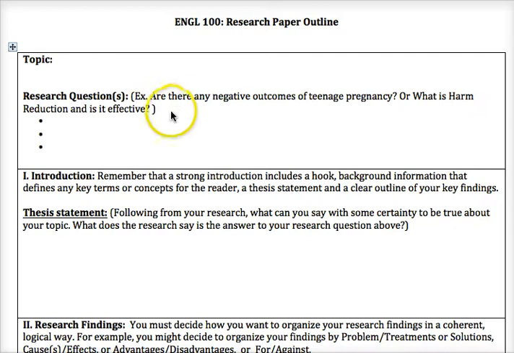So here I give you the example. So are there any negative outcomes of teenage pregnancy? That's kind of a guiding research question for this person who wants to learn more about that topic. Or the other one, what is harm reduction and is it effective? So again, that might be one of the guiding questions that a student might have, and they want to learn more about that. So just write one or two questions that you might use as the guiding questions of your research project.